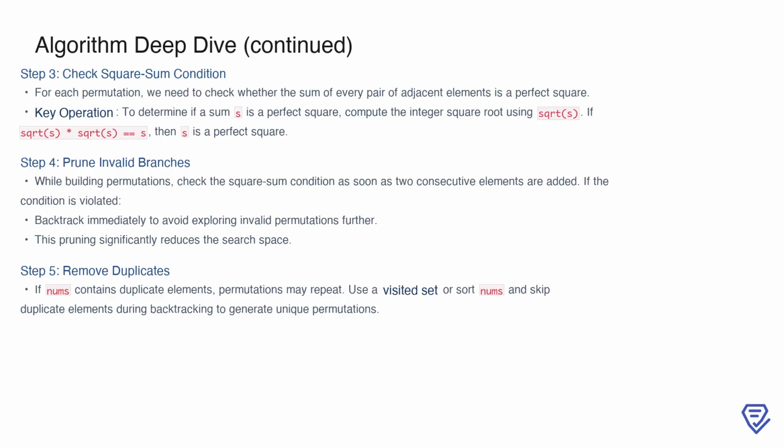Furthermore, if the input array nums contains duplicate elements, we must prevent generating duplicate permutations. Sorting nums and using a visited set or skipping duplicates during backtracking ensures that we only generate unique arrangements.